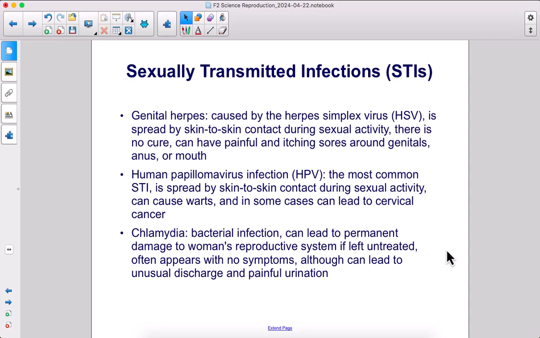Human papillomavirus, or HPV, is the most common STI. It's spread by skin-to-skin contact during sexual activity. It can cause warts, and in some cases can lead to cervical cancer.